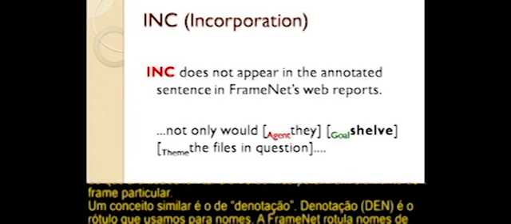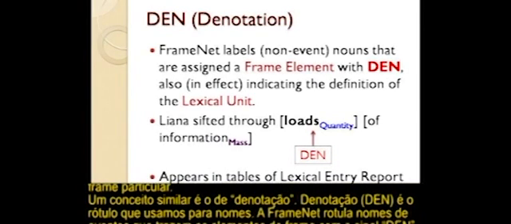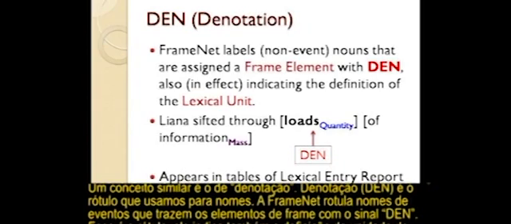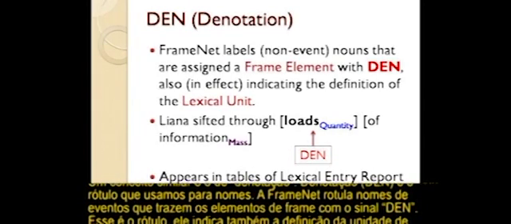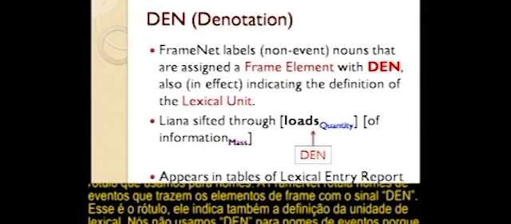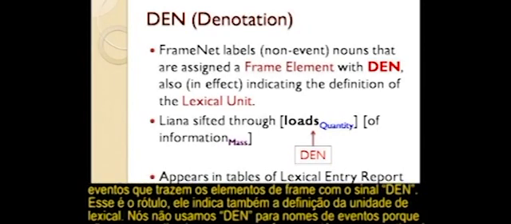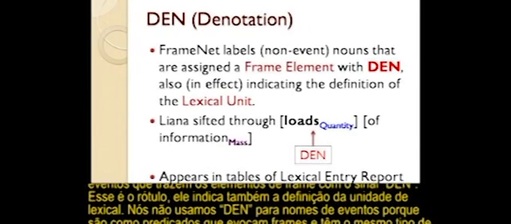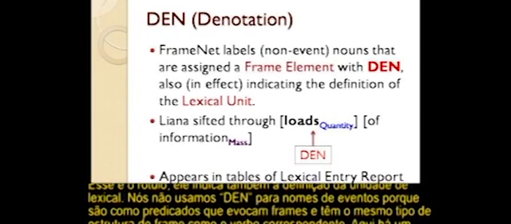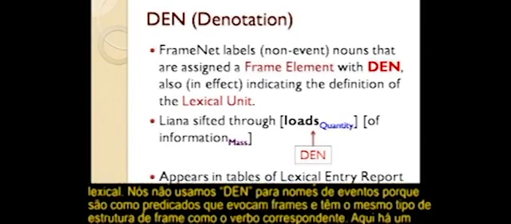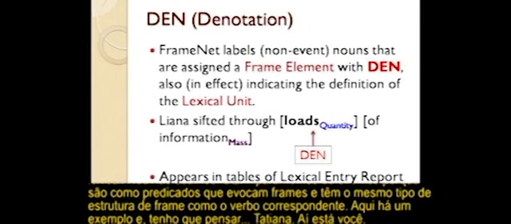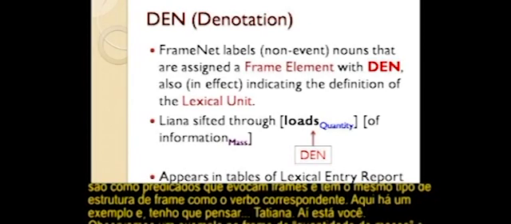A similar kind of concept is denotation. And denotation is the label we use, DEN, for nouns. FrameNet labels non-event nouns that are assigned a frame element with the label DEN, and in effect indicating the definition of the lexical unit. Right? So we don't use DEN for event nouns, because event nouns, like predicates, evoke frames and have the same type of frame structure as the corresponding verb, right?